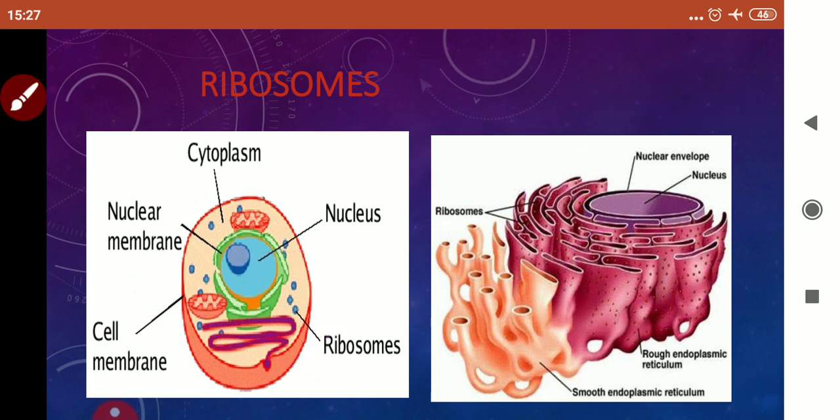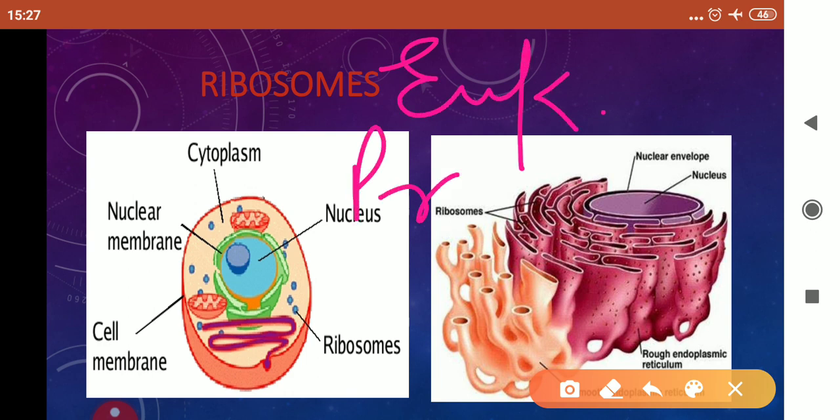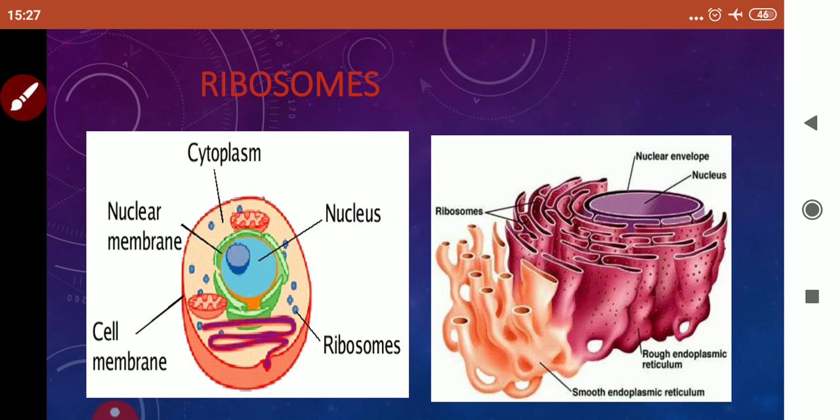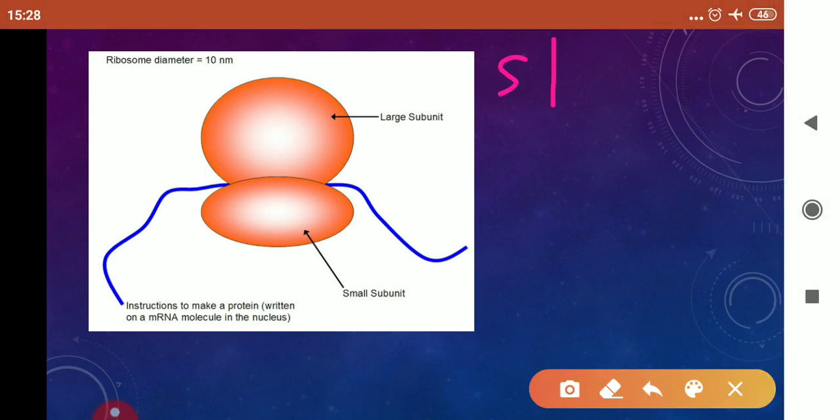Along with this, they are present in both eukaryotic as well as prokaryotic cells. This means that they are present in every cell, like in bacterial cell also, or they may be present in animals as well as plant cell. Now moving on to the next slide, let us study about the structure of ribosomes.